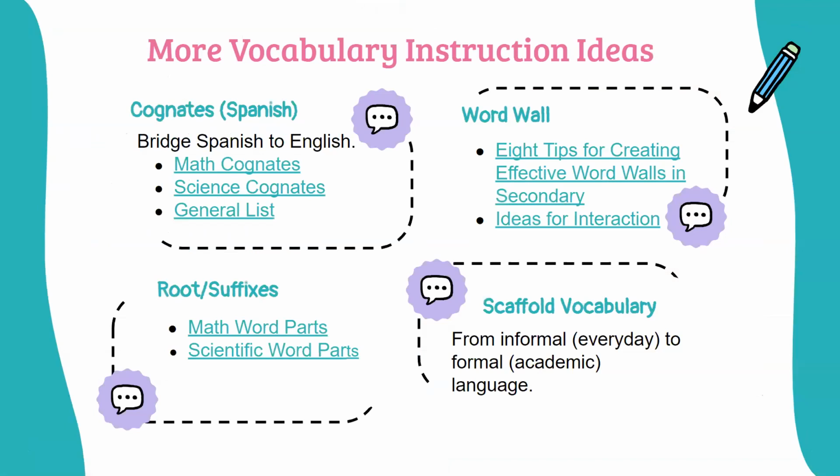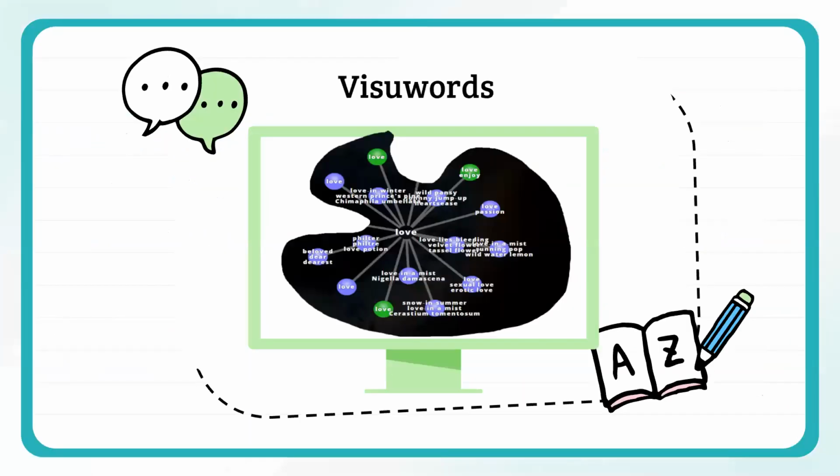There are lots of vocabulary ideas. I'm going to leave you with the slide deck so you can take a look at some of the cognates. You can look at some tips for creating word walls, for scaffolding, and for looking at math and scientific word parts. All of those are great resources for you to access if you're looking for ideas. This is a great way to help students see how our language grows and is interconnected.